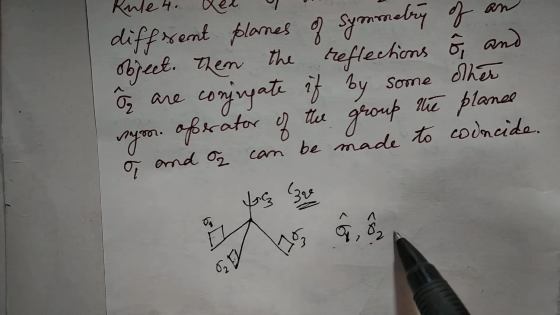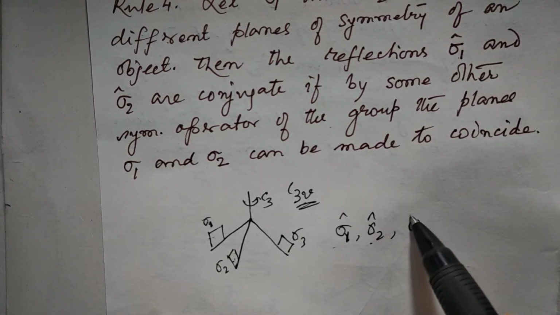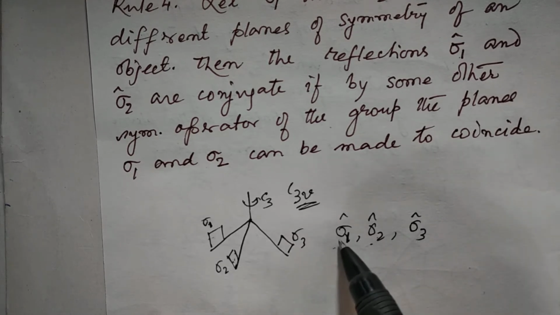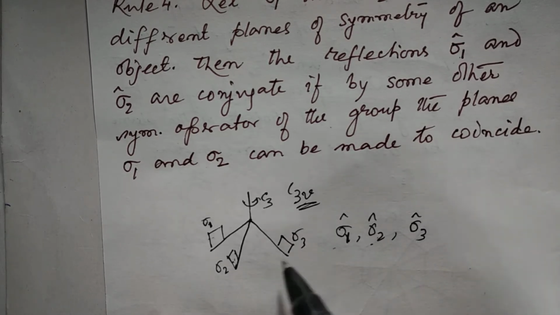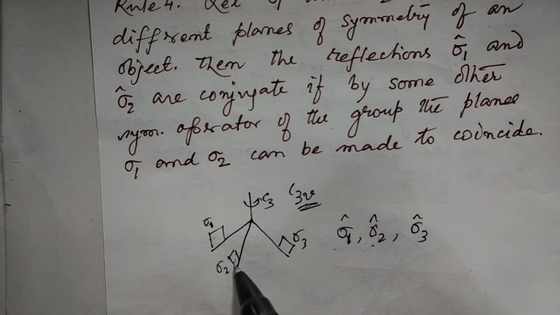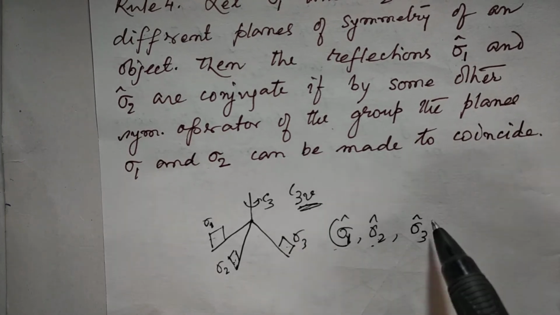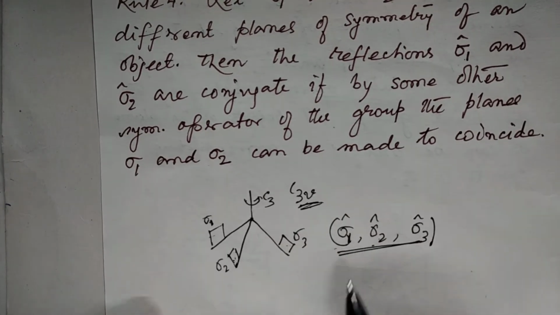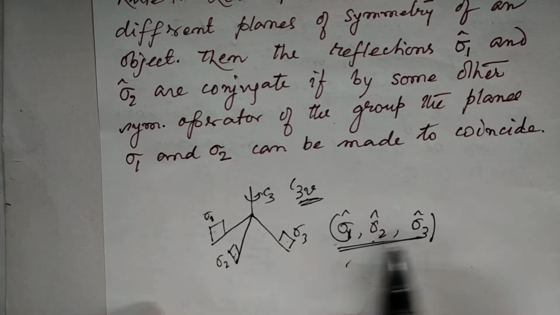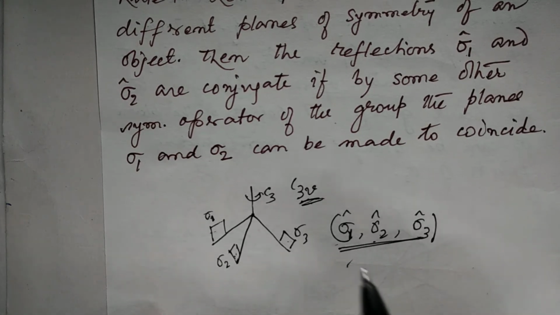Similarly, sigma 3 also is conjugate to this one or this one, because by C3 rotation we can make these two planes coincide. So in the C3V point group, these three reflection operators are in the same conjugate class.